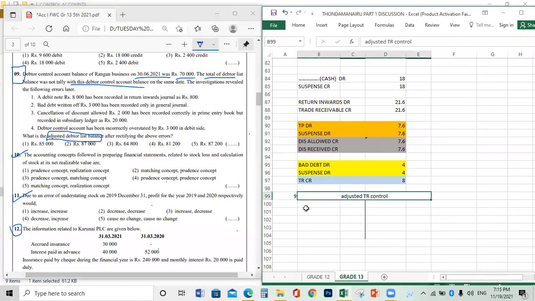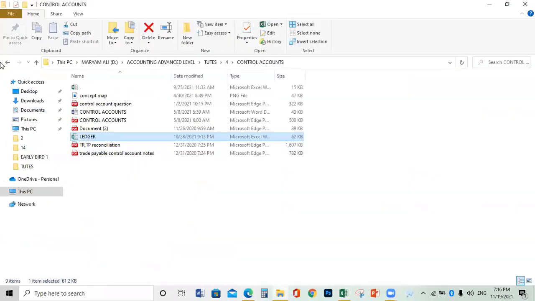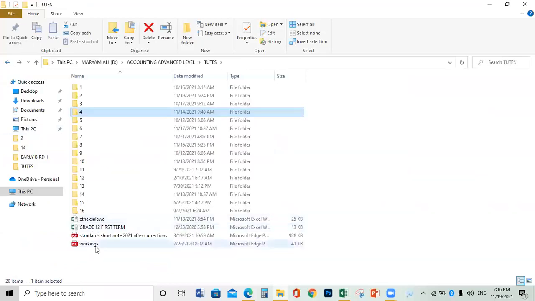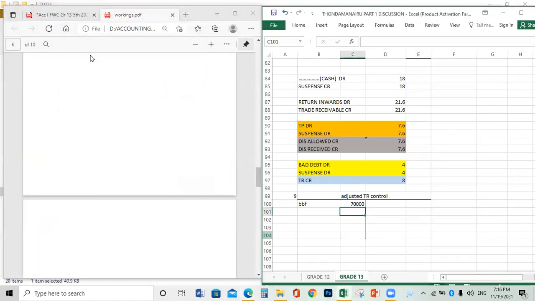So guys, because of that, we have to prepare the adjusted trade receivable control account. You record how much is that? 70,000. Record 70,000. It's a debit balance, so record it on the debit side. But they say the total of the debtor list balance was not tallying with the debtor control account on the same day. The investigation revealed the following errors later. So after that, you have investigated and found out the following errors.